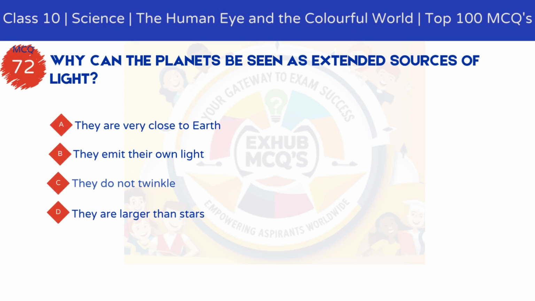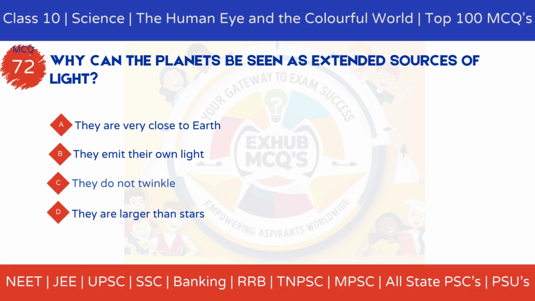MCQ 72. Why can the planets be seen as extended sources of light? Option A, they are very close to Earth. Option B, they emit their own light. Option C, they do not twinkle. Option D, they are larger than stars.